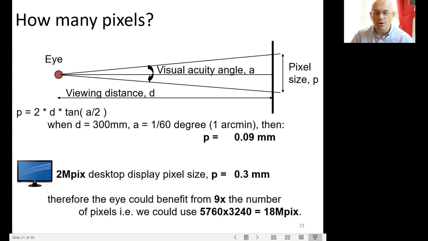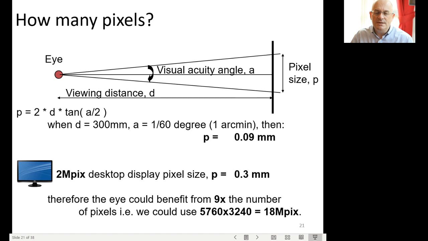If A, the visual acuity, is 1/60th of 1 degree, so 1 arc minute of angle, which is quite small, then the smallest pixel size that you should be able to see on a display is 0.09 millimeters. So a standard 2 million pixel desktop display will have a pixel size of about 0.3 millimeters. So your standard PC monitor or Mac monitor will have this. So that's about 3 times higher than the acuity of 1 arc minute would suggest we need.